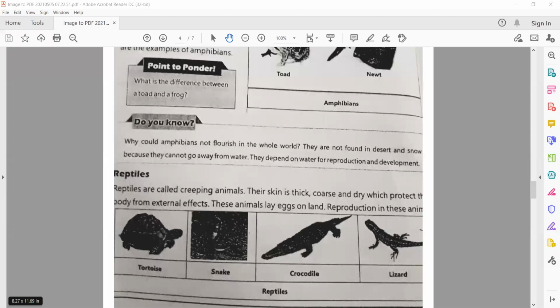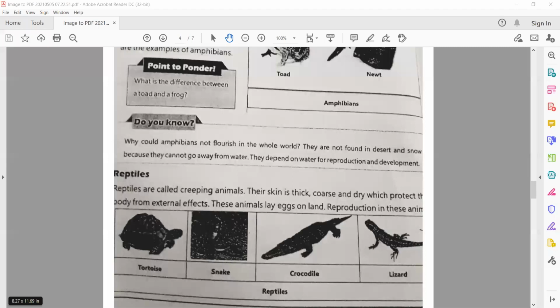Reproduction amphibians में भी through eggs हो रही है. Fish में भी reproduction through eggs हो रही है. Reptiles में भी reproduction through eggs हो रही है. ठीक है? Their body temperature depends on the temperature of their surrounding. Means cool-blooded animals do not have a constant body temperature. Lizard, crocodile, tortoise are the examples of reptiles.